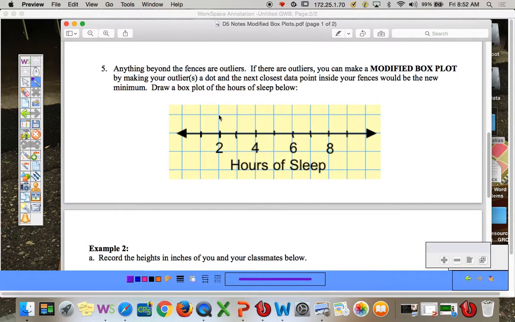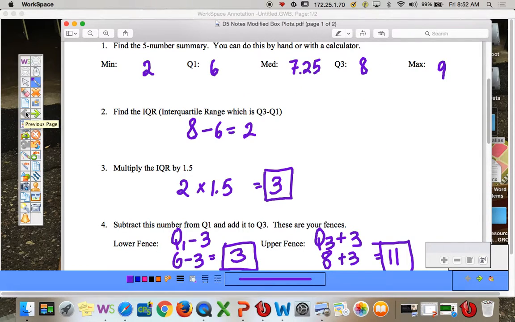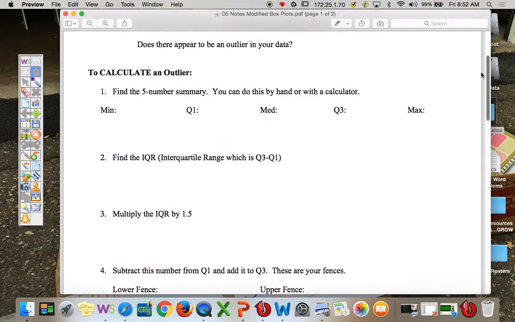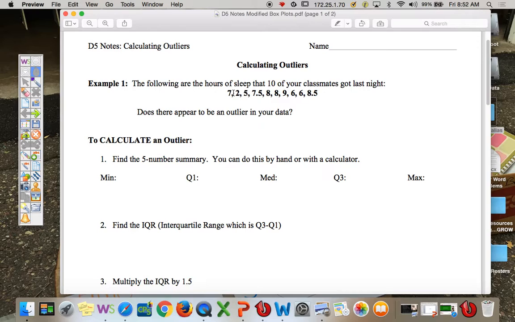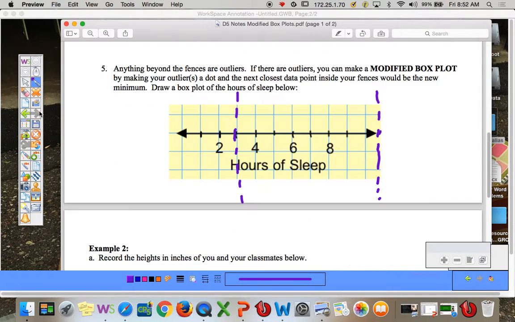So let's put our fences in. One is at 3. Fences are dashed vertical lines. And then the other fence was at 11. So this is 8, 9, 10, so here's my other fence at 11. All right, so let's take a look at our data set. Is anything outside of that? We know that 2 is. If we go back to our list right here, 2 is outside, and the next closest is 5. So to make the modified box plot, we're going to put a dot where 2 is. So I'm just going to go here, 2. The next highest point is 5.